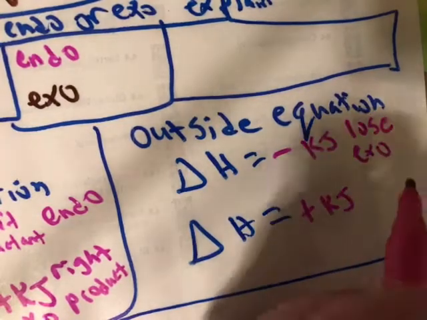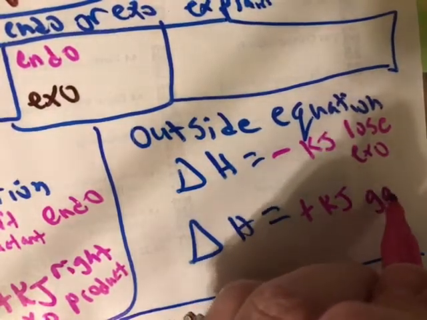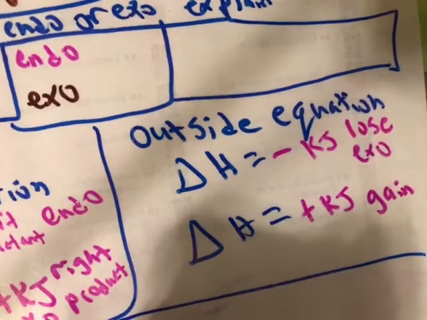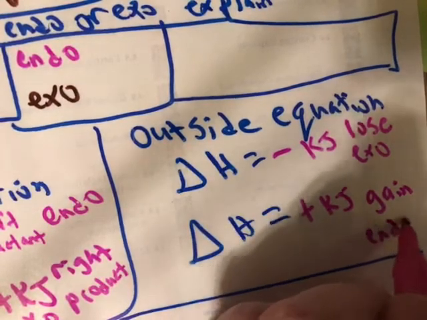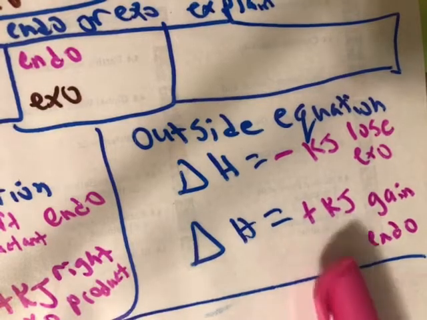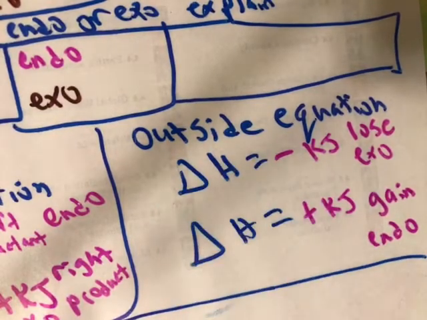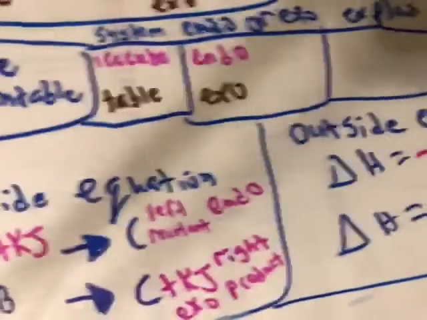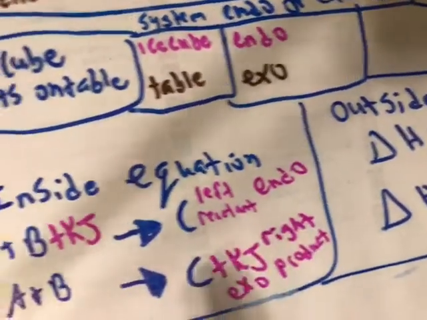If you have positive kilojoules, then that means it's gaining energy, it's gaining heat. And then that's going to be an endothermic reaction. It's being added to the system. Okay, so that would be for questions 5 through 8. These ones are a little easier to see logically. Sometimes people have a little more trouble with this one, so you have to kind of think about it a little bit.